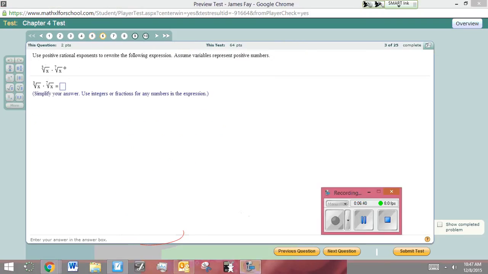Here we need to rewrite these as rational exponents. So it's x to the 1/3 times x to the 1/7. When I multiply like bases, I'm going to take those exponents and add them. The only way I can add them is if they have a common denominator. Common denominator is going to be 21. So this becomes x to the 7 over 21 times x to the 3 over 21. Now I add them, I get x to the 10 over 21. And that's what they're asking for right there.